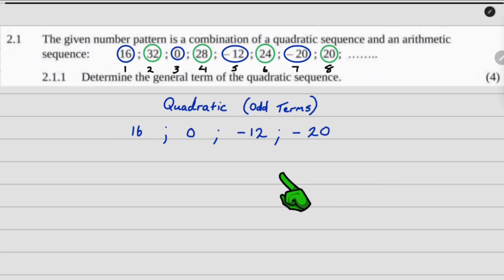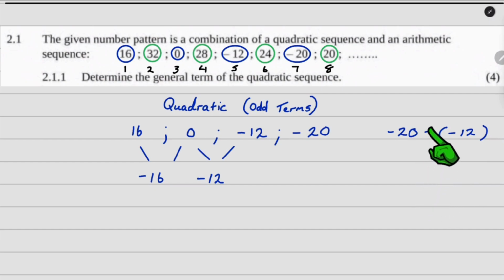And now I want to start getting the differences underneath. So to get the differences, you say right minus left. So I'll say 0 minus 16, and that gives me minus 16. Okay, we're going to do that again for here. Right minus left, minus 12 minus 0 is just minus 12. And lastly, I'm going to do minus 20 minus minus 12. You mustn't forget the minus minus, and then these will turn into a positive, so it becomes minus 20 plus 12, which is minus 8.